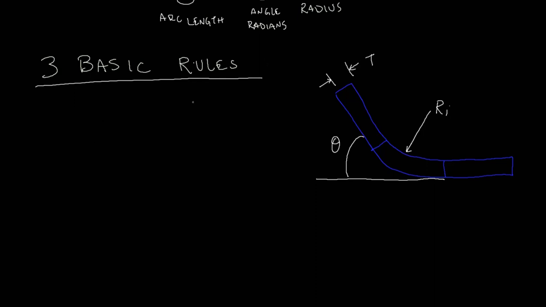Okay, so maybe in purple here, I'll draw the first rule. If the inside radius, Ri, is less than the thickness, so less than T, the bend length, or the arc length, is equal to T over 4, so the thickness over 4, plus the inside radius, times the angle.